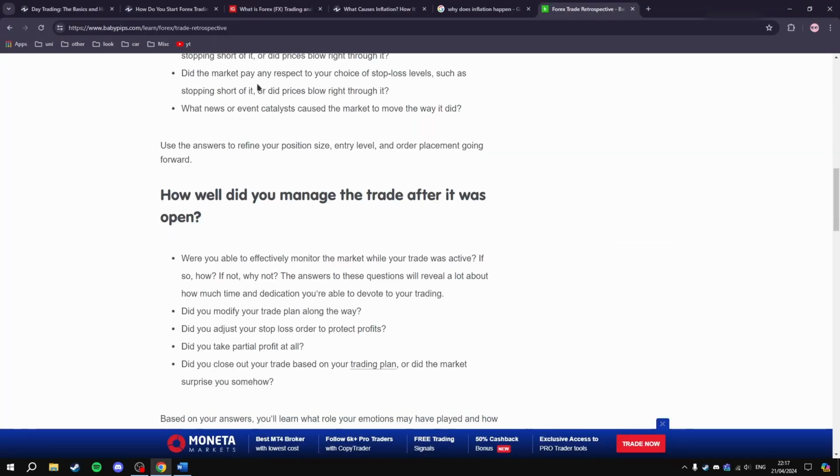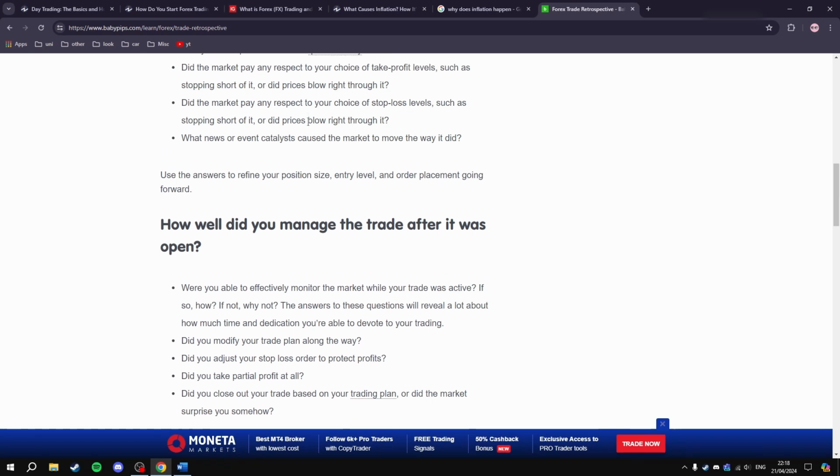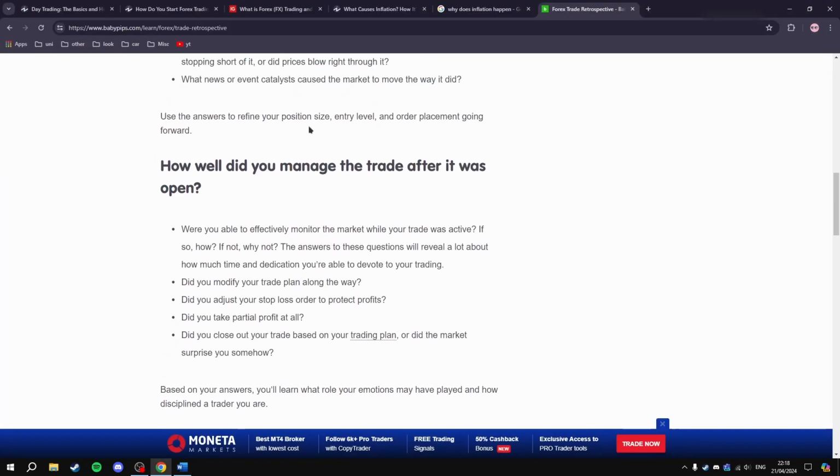Did the market pay any respect to your choice of stop loss levels, such as stopping short of it, or did prices blow right through it? So same as the profit target, but with the stop loss.